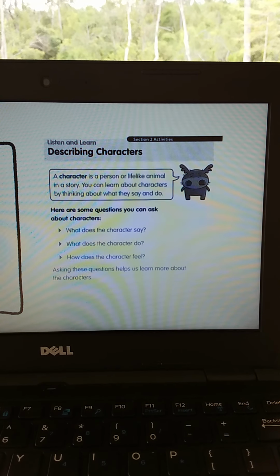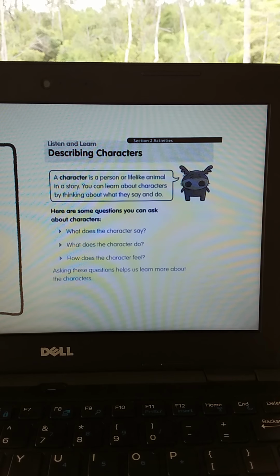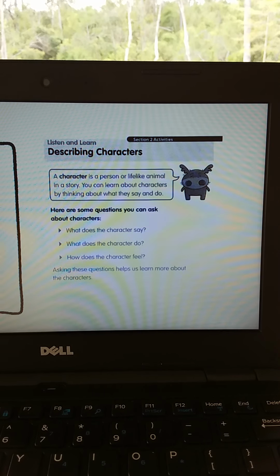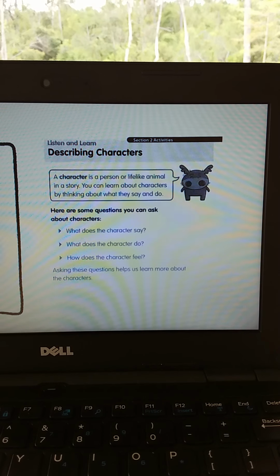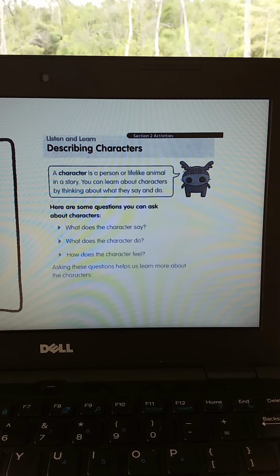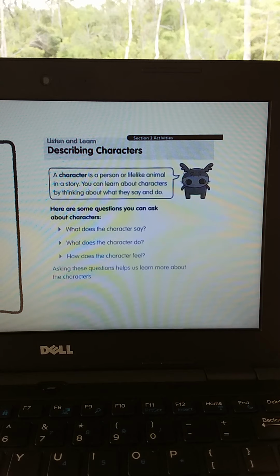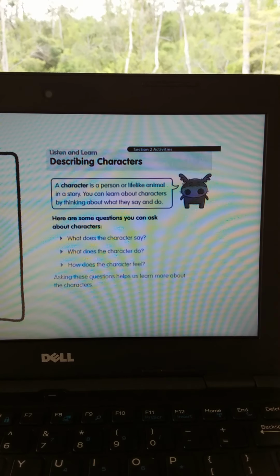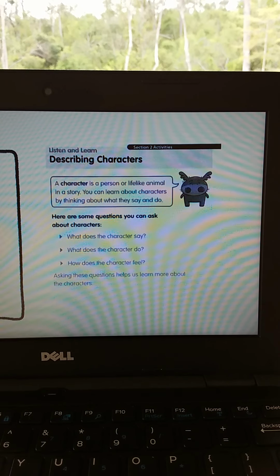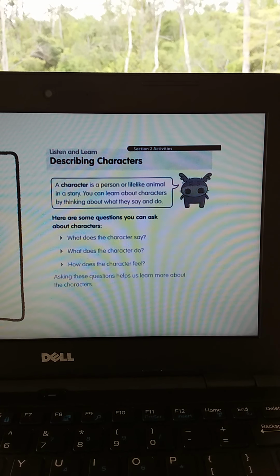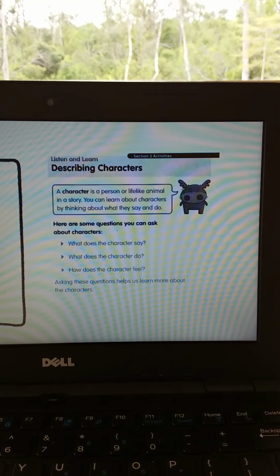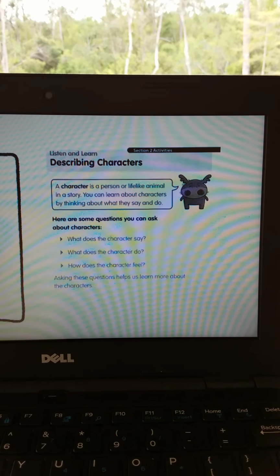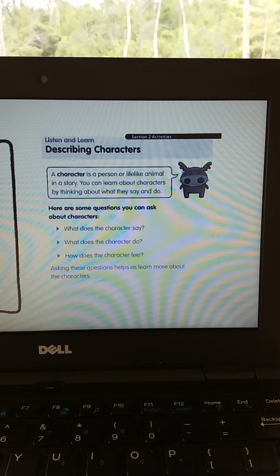It says here are some questions you can ask yourself. What does the character say? What does the character do? How does the character feel? Asking these questions helps us learn more about the characters. So in the story, the greedy fawn stirs the mush, then the fawn must have been hungry. He must have been so hungry that he decided he was going to make the mush as well. But then he learned that he should not do it when his mother was out.